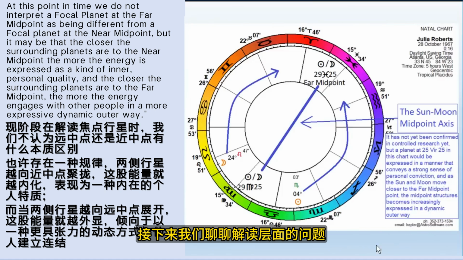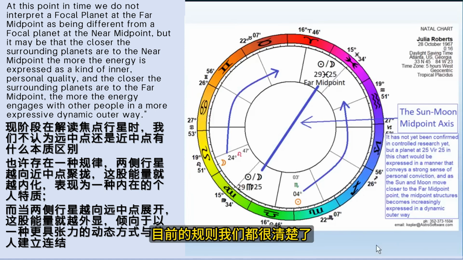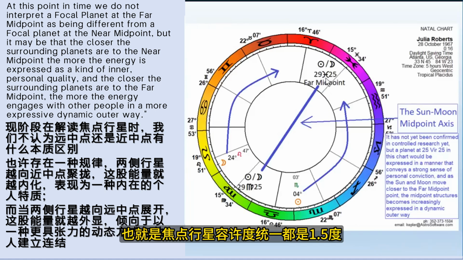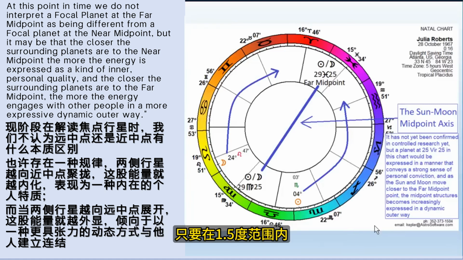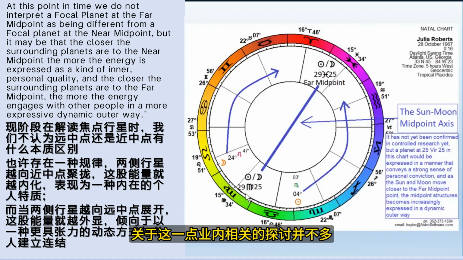And let me say this about interpretation, because this is another thing that has come up about midpoint structures. We've established that, to the best of our knowledge, our current rule in vibrational astrology is that a planet conjunct or opposition the midpoint, that focal planet, gets an orb of 1.5 degrees. It has to be within 1.5 degrees of the midpoint, and they're equally important. But is the meaning different? If Jupiter is at 29 Pisces 25, is that different from being at 29 Virgo 25? And there has not been a lot of discussion about this.